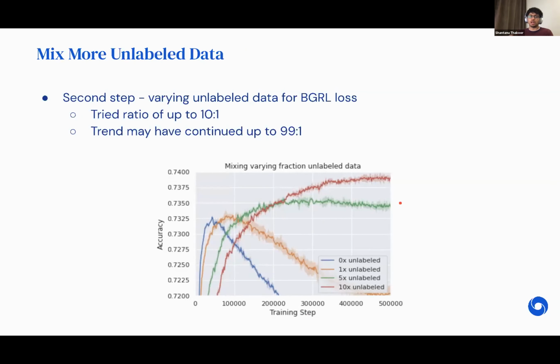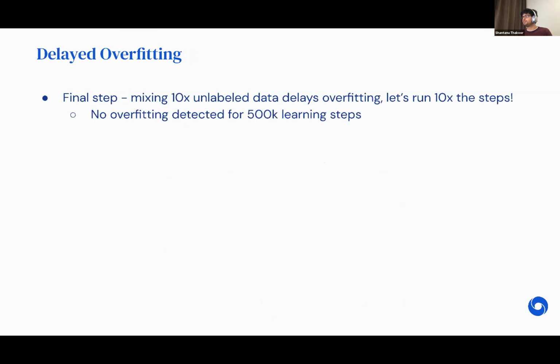Next, we add more and more unlabeled data. So now each batch would have a ratio of some amount of labeled data and some amount of unlabeled data. And we vary this from 0, which is the baseline, so only labeled data, to 1x, 5x, and 10x the unlabeled data. And we see this very nice monotonic increase in performance the more unlabeled data that we add. And just because of the time constraints of the competition, we stopped at a ratio of 10. But it could have continued maybe up till 99 to reflect the true balance of the data in the graph.